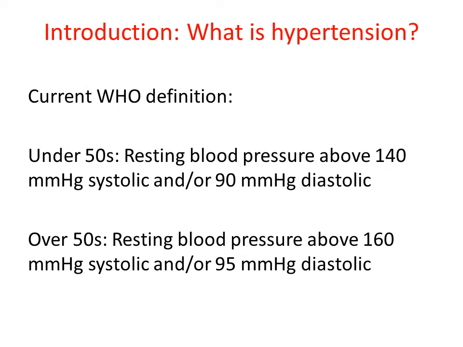So we'll begin by looking at what is meant by the term hypertension. Currently, the World Health Organization defines hypertension in patients who are under 50 as a resting blood pressure above 140 millimeters of mercury systolic and/or above 90 millimeters of mercury diastolic. In over 50s, resting blood pressure would be above 160 millimeters of mercury systolic or above 95 millimeters of mercury diastolic.